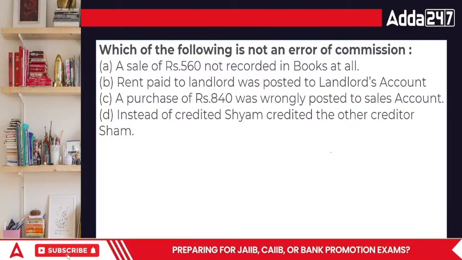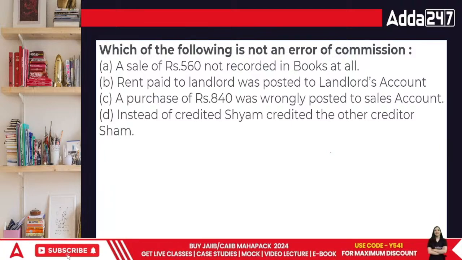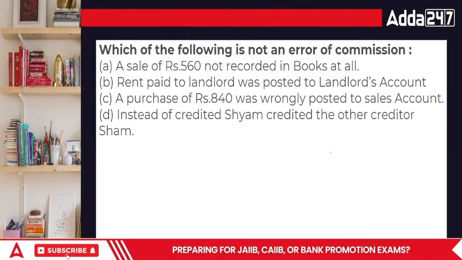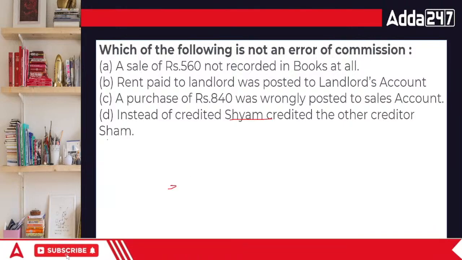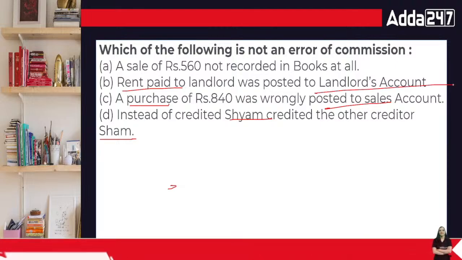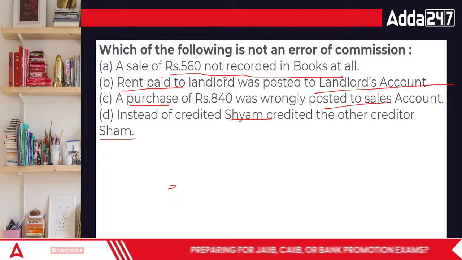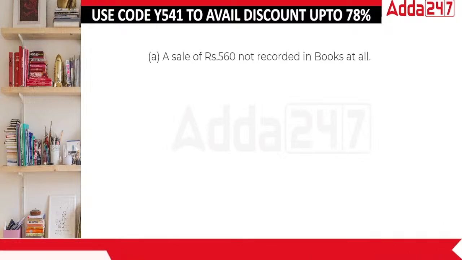Then rent paid to landlord was posted to landlord's account. A purchase of 840 was wrongly posted to sales account. Instead of crediting Sham, the other creditor was credited. This can be there. See, this is an error where Sham is noted as another name, the one which I just told you, writing the wrong name. A purchase entry was wrongly noted as a sales entry. Rent paid to the landlord was posted to the landlord account. And this error was not recorded at all. Not recorded at all is complete omission, everyone. That is covered here. Rest all the errors are justified.